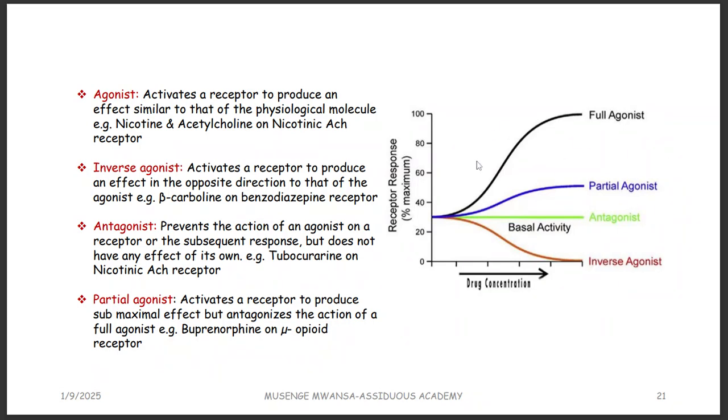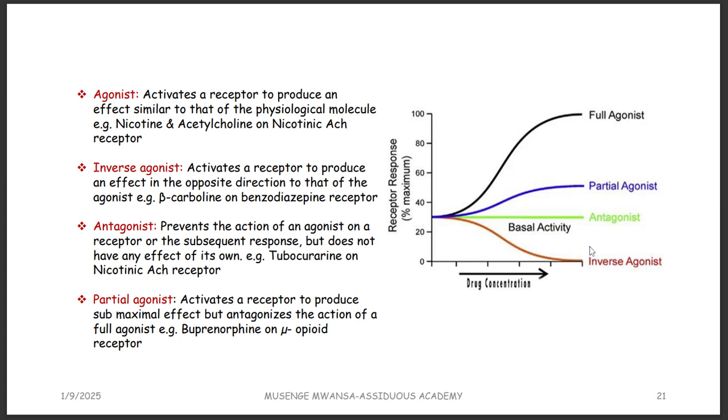So you can see this diagram that I've put here. It's a very nice diagram. You can see what an antagonist does. An antagonist will simply bind to the receptor. You can see it's a straight line. It doesn't do anything on that receptor. So there's no response, there's no intrinsic activity. A full agonist will produce 100% of the effect. Can you see that it's reaching 100%? A partial agonist is going to produce some effect but not maximal effect.